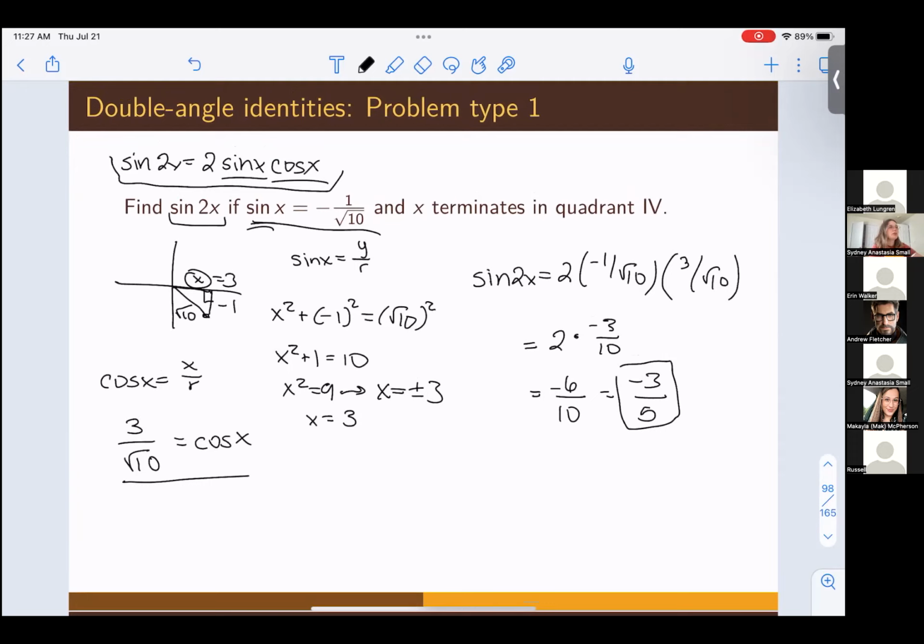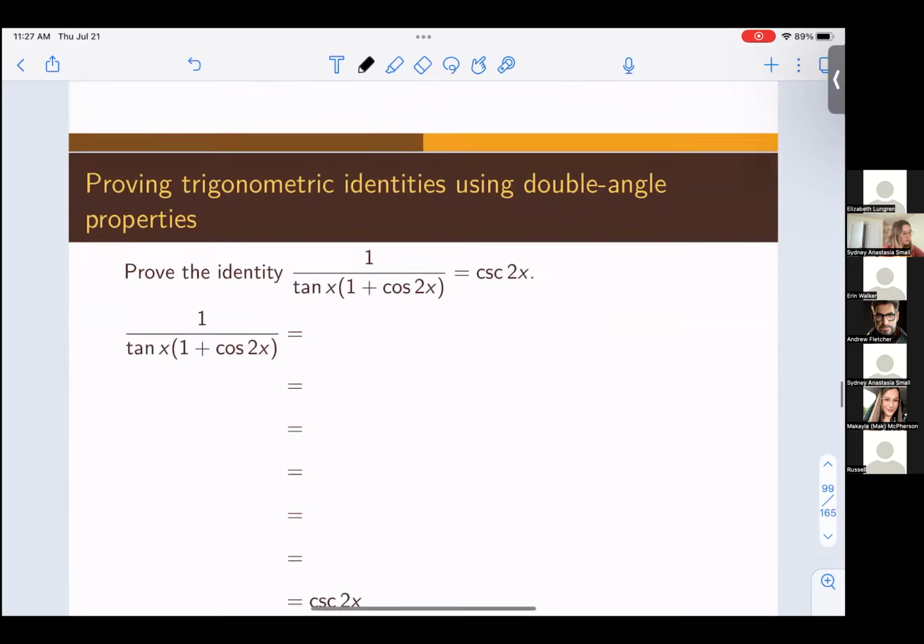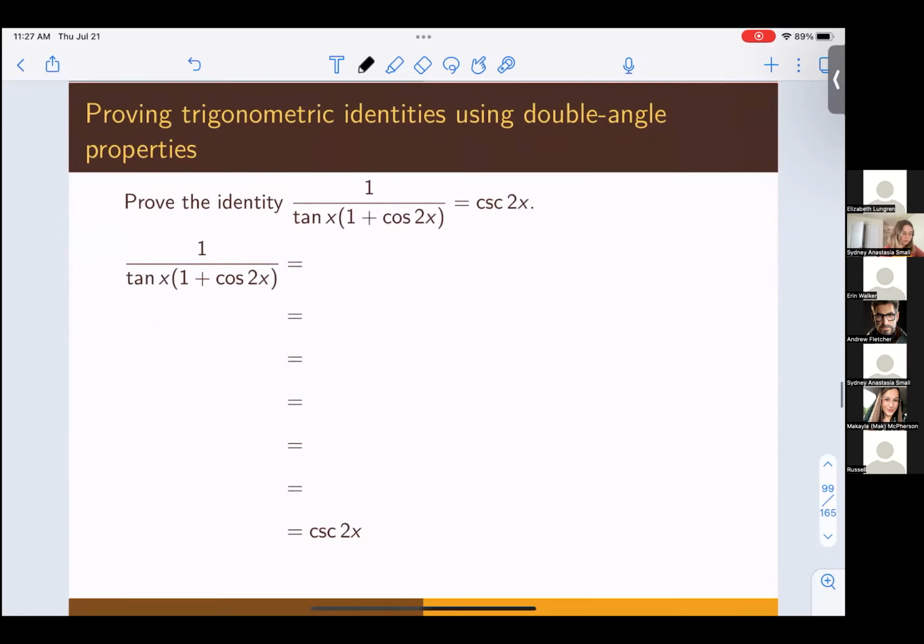Okay, let's do one proof and then maybe one more example, and then we will be done for today. I want to use double angle properties and maybe some others to prove this identity here. Okay, I have 1 over tangent of x times 1 plus 2 cosine of x equals cosecant of 2x.